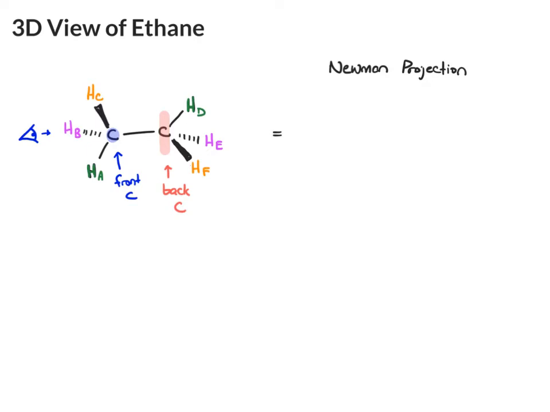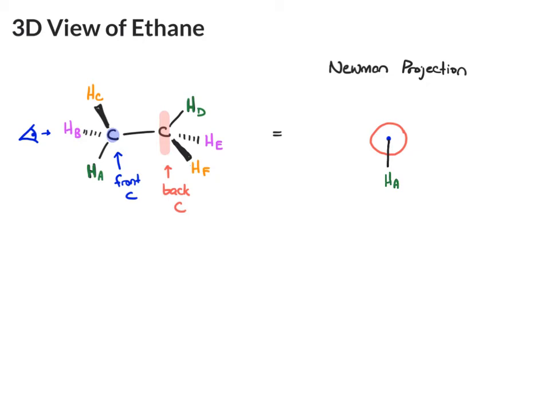We start with a circle that represents the back carbon. So I'm going to draw that in red. And then in the middle of that circle, I'm going to put a dot in blue that represents the front carbon. From there, I'll draw in my hydrogens. And I'm going to start with the ones that are in the plane. So hydrogen A is in the plane going straight down in reference to my viewpoint. So I'm going to draw it straight down, coming off of the front carbon.